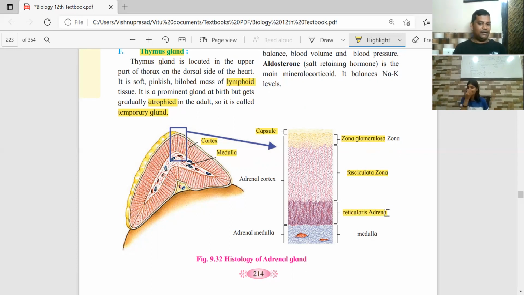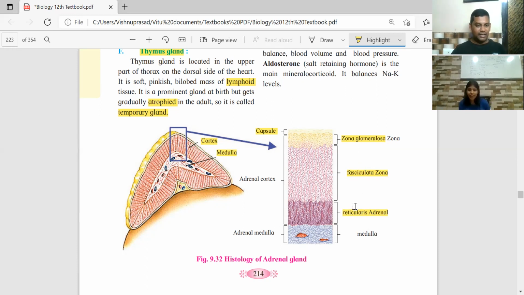Adrenal reticularis. In the adrenal cortex, there are three zones of cells. The outermost is the capsule. Inside it is the zona glomerulosa, followed by zona fasciculata, then zona reticularis. The innermost layer is the adrenal medulla.